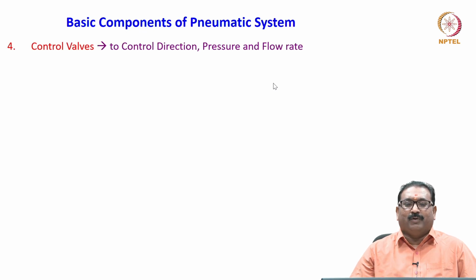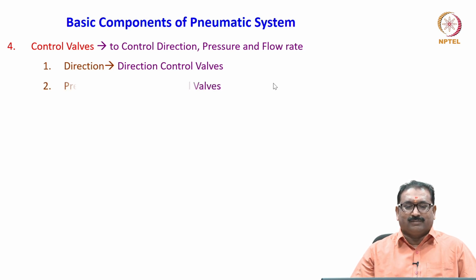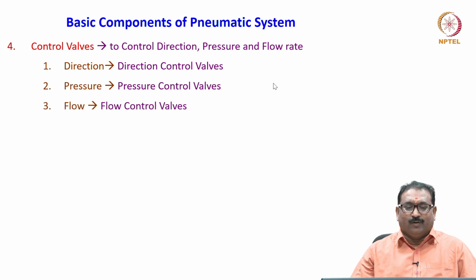Fourth important component is control valves. Similar to the control valves in hydraulics, in pneumatics they are also very essential to control the direction, pressure and flow rate. If you control the direction, they are known as direction control valves. Able to control the pressure, they are known as pressure control valves, and devices controlling the flow are known as flow control valves.